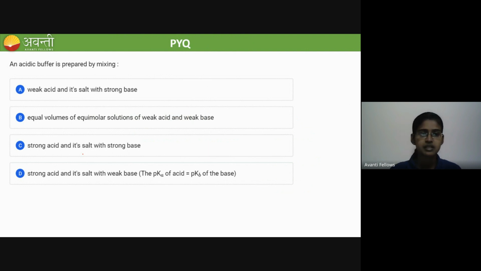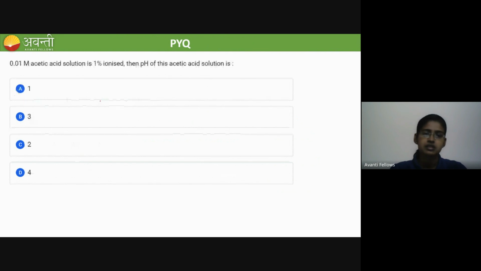Which option is correct? D. No, D is not the answer. Just go through your notes, you will get the answer. Option A. Acidic buffer is a combination of weak acid and its salt with a strong base. I also have taken CH3COOH as an example, right? And I have explained that it is CH3COOH plus its salt with a strong base. So this is the example for acidic buffer. You should not forget. Don't get confused. Learn properly.